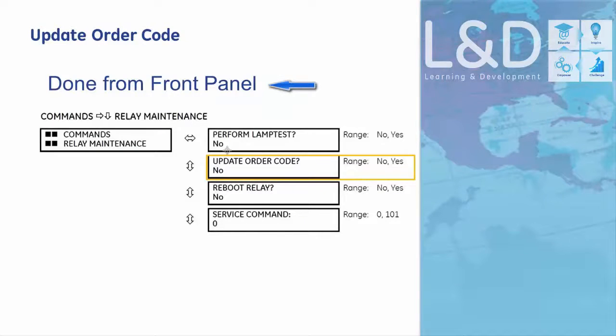It's done from the front panel. You press the menu button till you get the commands, and then on the relay maintenance, you're going to press the message write button, which will bring you into this column here, which starts off with the perform lamp test. You're going to press the message down, get to update order code, and then from update order code, you're going to use the value keys on the front panel to change the no to a yes. You'll press enter, and then the relay will go through a reboot sequence. So the relay will shut down, and as it's rebooting, it's going to update its internal order code.